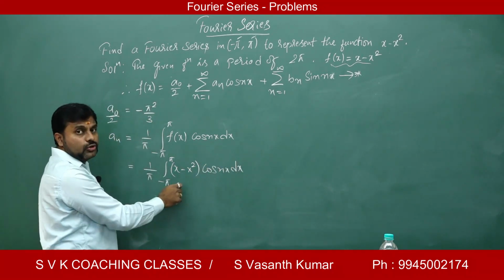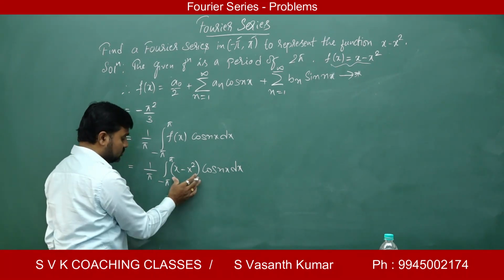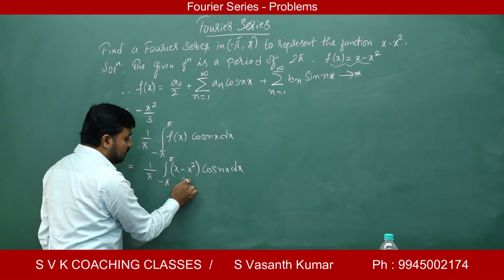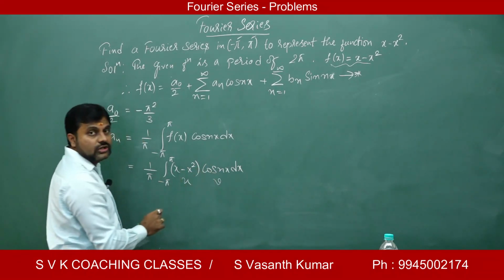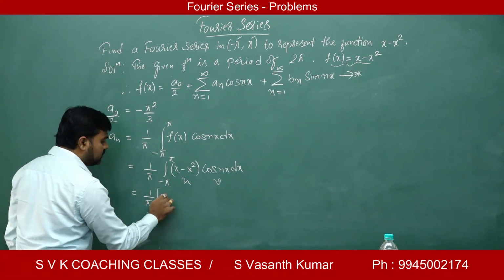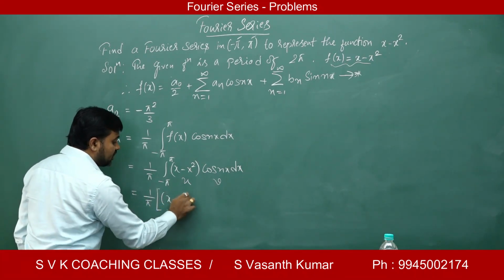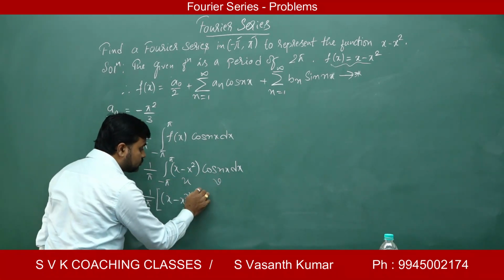So now apply Bernoulli's rule. We have integration of a product of functions, so apply Bernoulli's rule. I will consider this algebraic function as u and the trigonometric function as v. So 1 by pi times of u, that is x minus x square, into the integral of cos. Integral of cos is what?